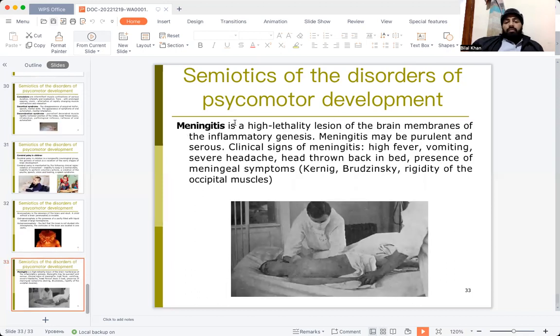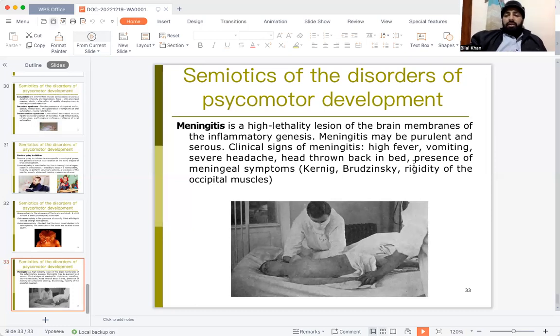The last case we will see is meningitis, a highly dangerous lesion of the brain membranes of inflammatory genesis. Meningitis may be purulent. Serious clinical signs of meningitis are high-grade fever, vomiting, severe headache, head thrown back, arched back, and the presence of meningeal symptoms: Kernig and Brudzinski signs and rigidity of the occipital muscles. All these are connected with neurological syndromes, like encephalitis and meningitis.